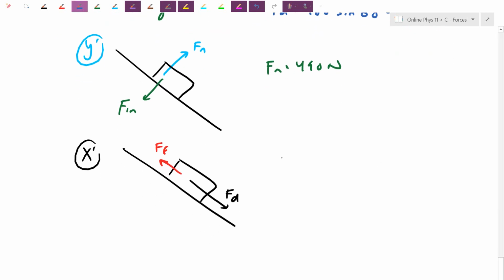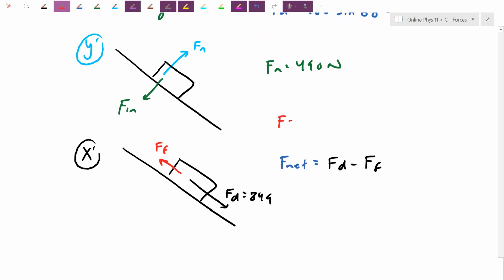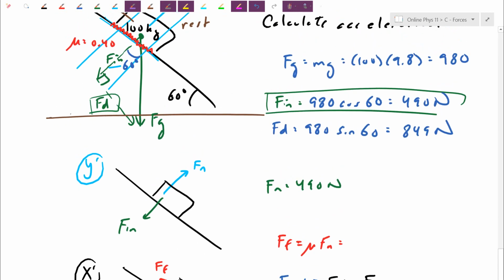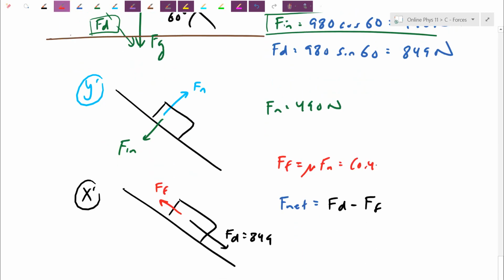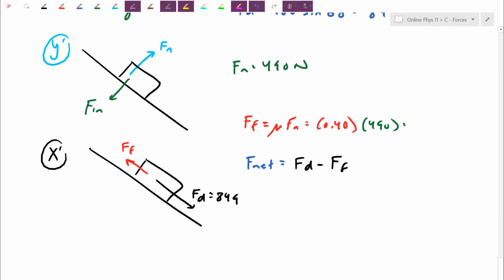So let's say this time here, the F net, it's a tug of war. We're going to be fighting F down against friction. These guys pull opposite ways. F down is sliding off the ramp. The Ff is trying to point upwards here. In this case, my F down we had calculated was 849. That's the size of that one. The friction force here we have yet to calculate. So Ff is supposed to be mu Fn. That's the maximum we have against you here. Mu is 0.40. What is 0.40 multiplied by the normal force of 490? 490 times 0.4 gives me here 196.